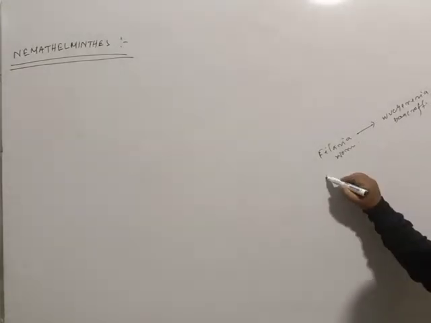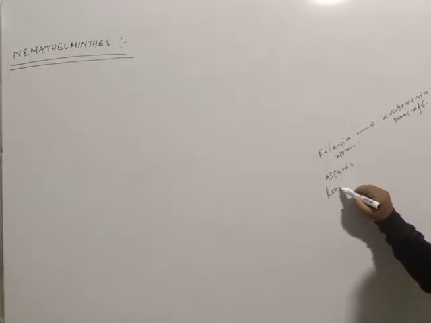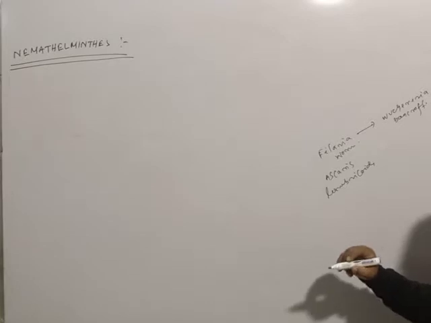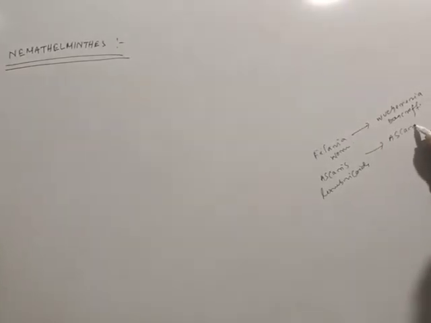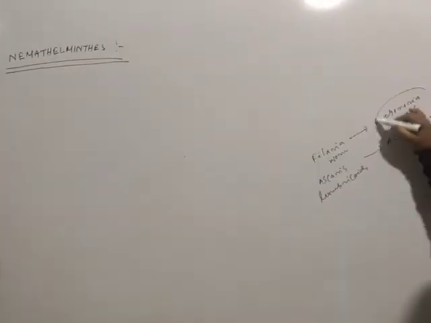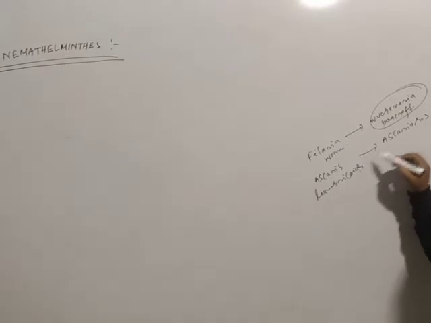Similarly, Ascaris lumbricoides. Ascaris lumbricoides causes ascariasis. So, the filaria worm is Wuchereria bancrofti, and Ascaris lumbricoides causes ascariasis.